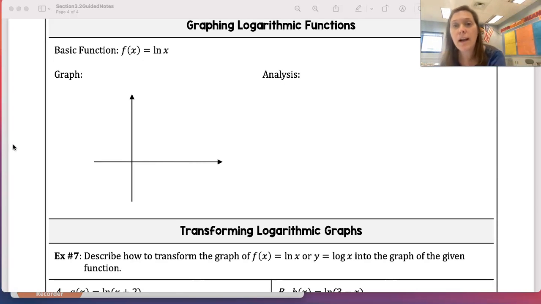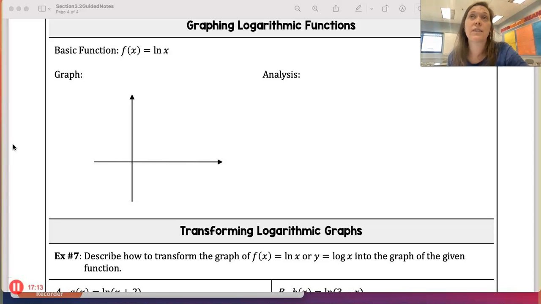All right, so let's go ahead and graph logarithmic functions. Let's graph a basic ln of x graph. We know that a natural log or a logarithmic function has a vertical asymptote at x equals 0, right?